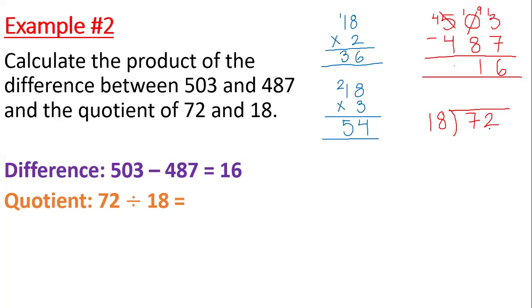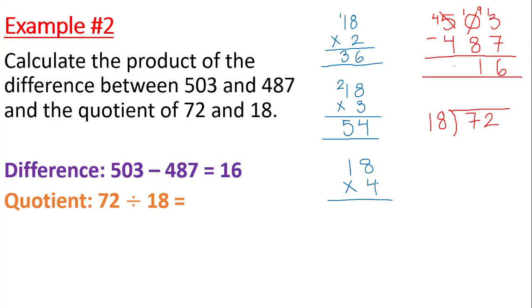You understand what I mean, Laura? Yes, sir. 72. So we have to try what? 4. Let's try 4. Again, we don't know our 18 timetable, so we're just trying it until we get to the right one. Unless you know your 18 timetables, then you're a genius.